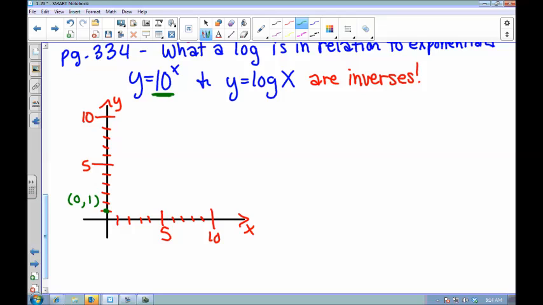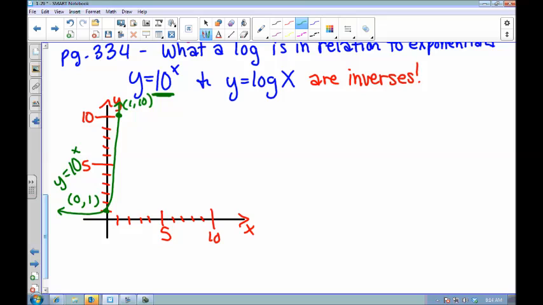If we move to the next x, positive 1. Back to Austin. Do you now know what 10 to the first power is? 10. Good. We plug in 1, we get 10, so it's the point 1, comma 10. This is beginning our exponential. Once we plug in a 2, we're up in the hundreds, because 10 squared is 100. I don't want to graph that, so I'm just going to stop right here and draw my exponential curve for y equals 10 to the x.